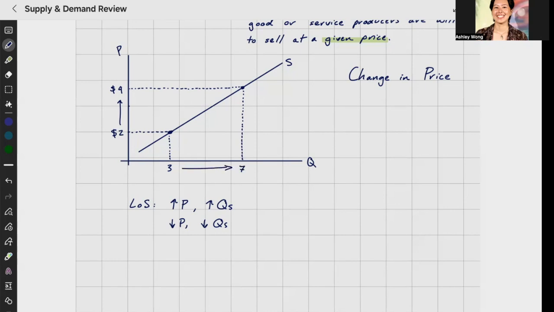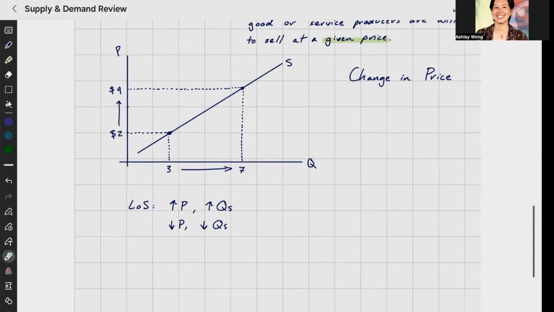So what we see here is that when there's a change in price, there's no shift in our supply curve. Instead, we're moving along the supply curve to a new point on that same curve. So whenever there's a change in price, we have a change in the quantity supplied.